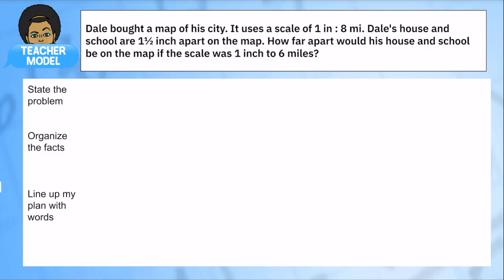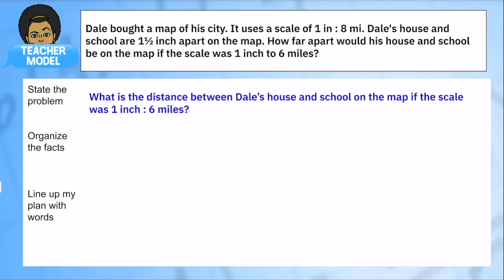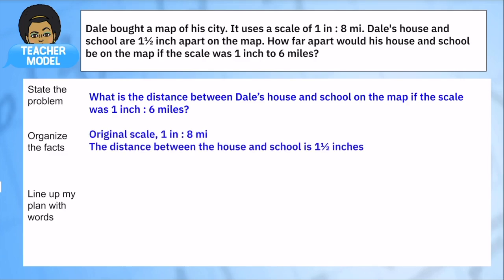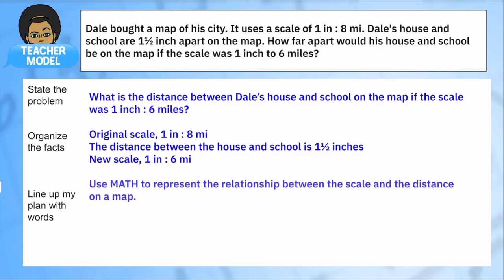We're actually seeing there's an original scale, 1 inch is equal to 8 miles, and we want to change the scale to 1 inch to 6 miles and figure out what the distance would be on that map. And that's our big question. What's the distance between Dale's house and the school on the map if the scale was 1 inch to 6 miles? We know the original scale. We know the distance of the house on the map, not in real life. His house isn't 1.5 inches away from school. And we know the new scale would be 1 inch to 6 miles.